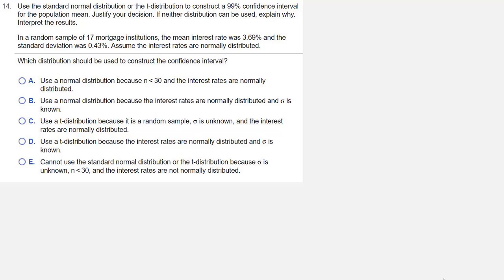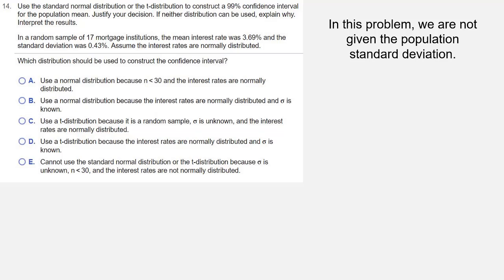So when we look at a problem like this, we have to focus on the standard deviation. Are we given the population standard deviation? Well, it says in a random sample, the mean was 3.69% and the standard deviation was 0.43%. That's in the sample, not in the population, so we're not given the population standard deviation. So that means it's not going to be a normal distribution problem because we would need to have the population standard deviation to use the normal distribution.